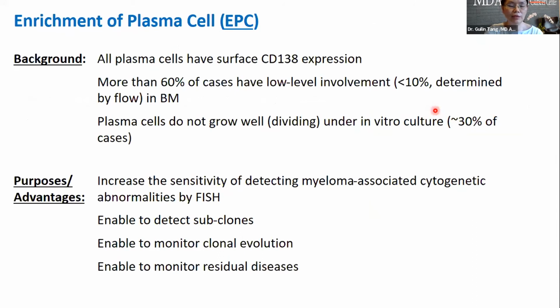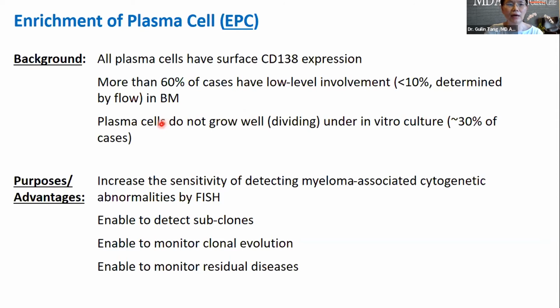So for the enrichment of the plasma cells, I'm going to call it the EPC. The background is that almost all plasma cells have CD138 expression, so we can use an antibody to bind this antigen. And more than 60% of the cases have low level involvement. In such cases, when we do FISH on a smear or on the cultured cells, it usually may give you a false negative result.